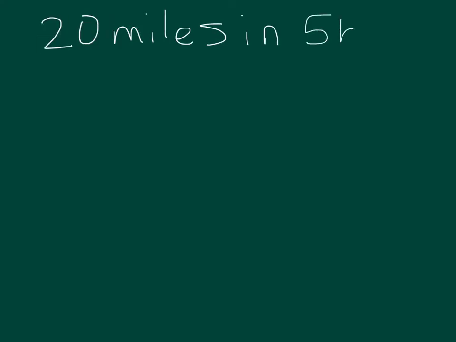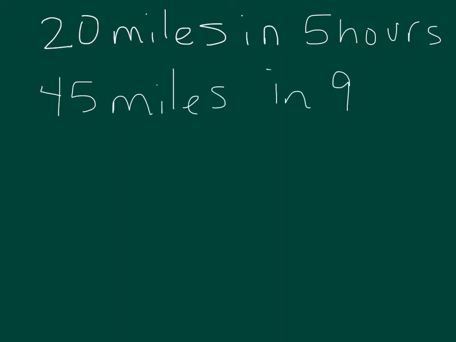Today's lesson is equivalent ratios, lesson 6 of chapter 1. If you needed to find out if two rates are equivalent to each other, you need to get them in a unit rate mode. For example, if you have something that has 20 miles in 5 hours, and you're wondering if that is equivalent to 45 miles in 9 hours, you need to set up two separate unit rates.